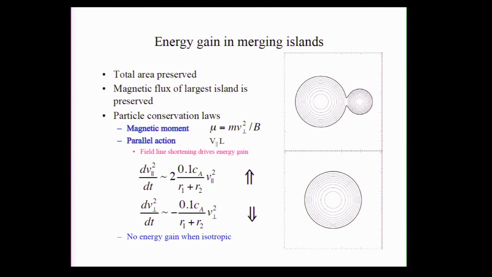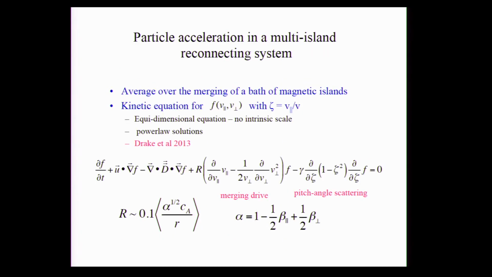And you can calculate the rate at which that happens during the merging of two islands like this. And you notice if you add up these two energies, they exactly cancel if you have a purely isotropic plasma. So magnetic reconnection generates anisotropy, and that's crucial for exploring how particle energy gain takes place. So you can take those rates, and you can immediately write down a general equation for particle energy gain with anisotropy during reconnection, and that's what you get. And this is the driver where you get energy gain, and the perpendicular energy gives you loss.